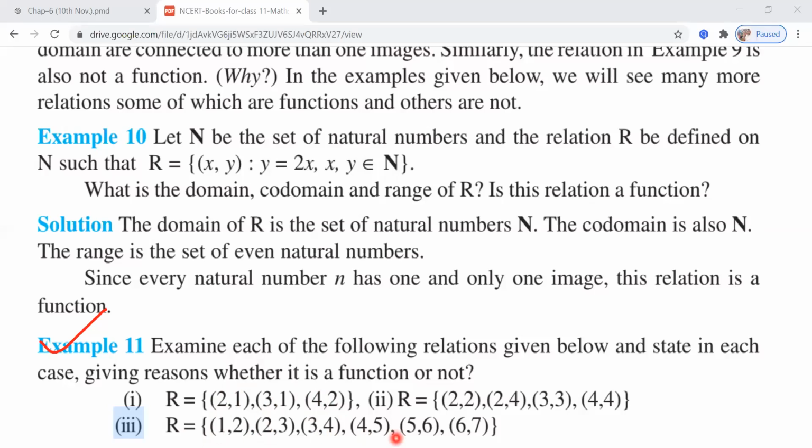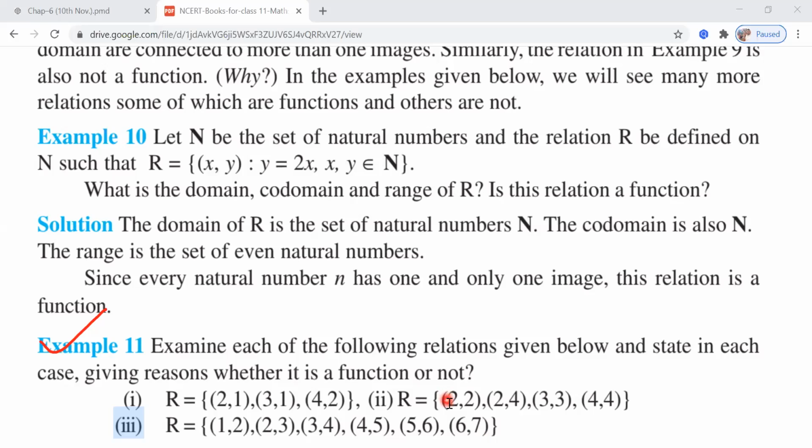Let's take the third one. 1, 2, 3, 4, 5, 6. Again, clearly we can see that is the domain, and 2, 3, 4, 5, 6, 7. So here also every element in the domain has only one image in the range. So again, the third one is a function.